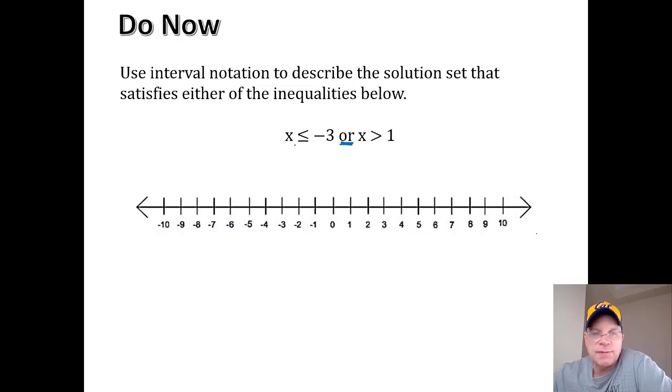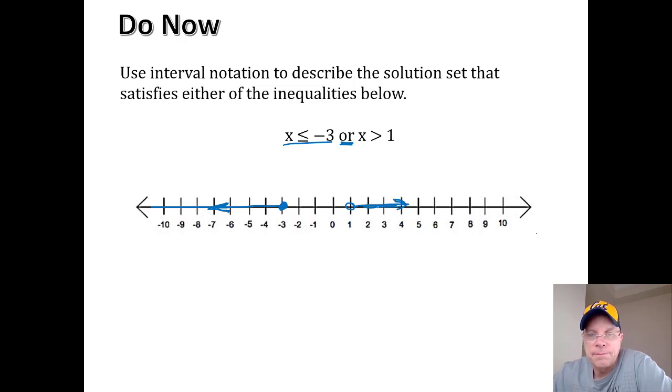This one's not asking specifically for integers, so let's just graph x is less than or equal to -3. It can equal -3, so I'll put a solid dot there, solid circle, and it could be any value less than -3, so arrow going left, like that. Or x is greater than 1. So if it's greater than 1, it cannot equal 1, but it could equal all values greater than 1.